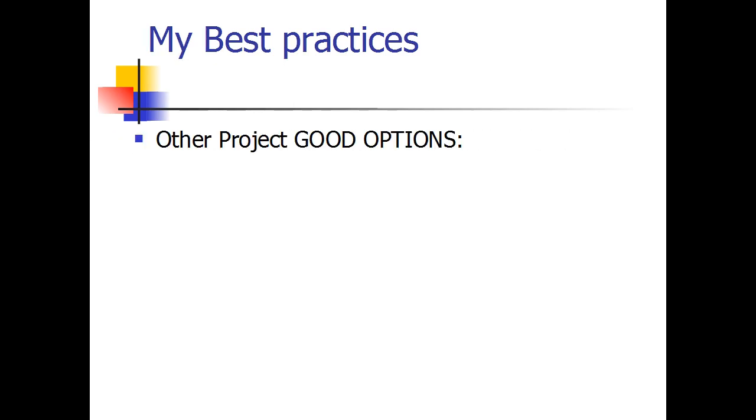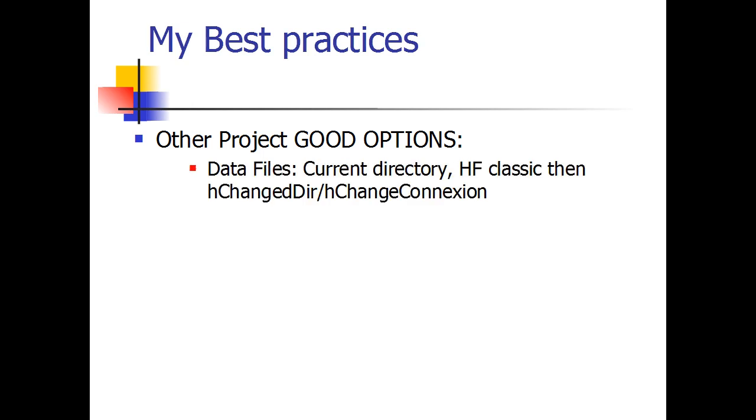Let's have a look at the other good options that you should use that are available in a project. First, your data files should always be set as in the current directory, in HF Classic in the analysis, and then you should use the change connection to reach your real database. Let me show you.